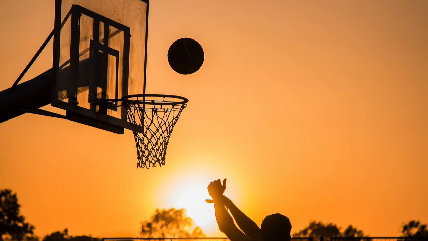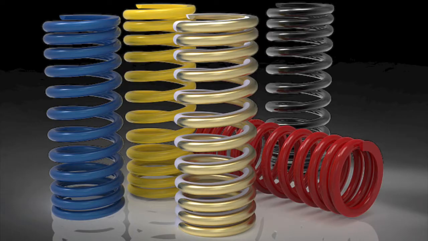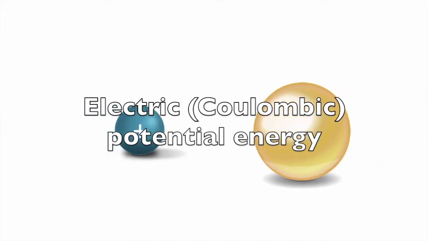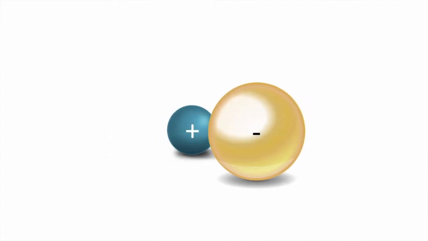The potential energy that's stored in a ball that's been raised over the ground depends on whether it's closer to the earth or farther from it. The potential energy in a spring is going to change depending on whether the spring is stretched or compressed. In chemistry, we're concerned with electric or coulombic potential energy, which occurs between charged particles.